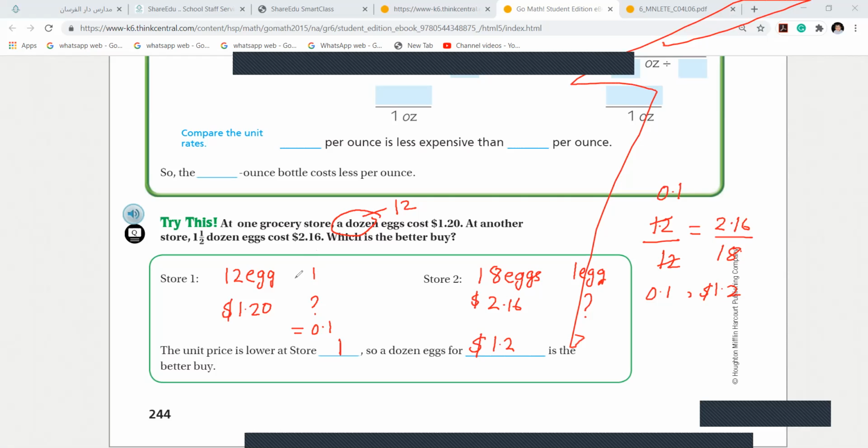Calculate for one egg. One egg is $0.1. And when they were buying in the store too, one egg was $1.2. So which one is more? 1.2 is more than 0.1. Right? This is how I know.